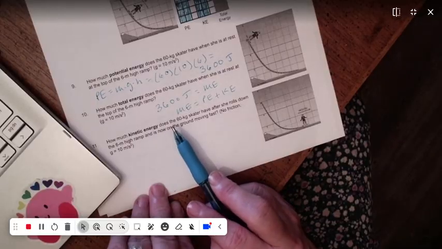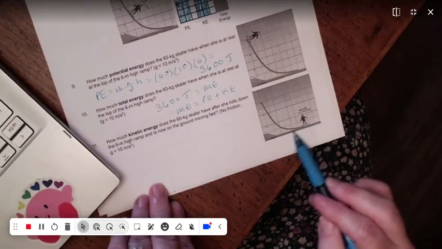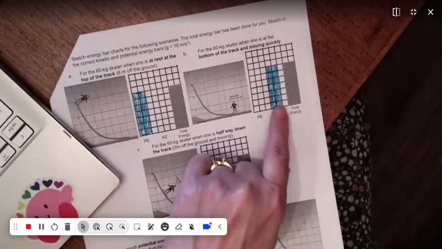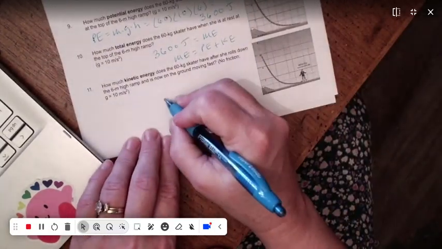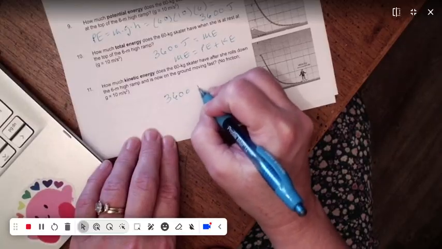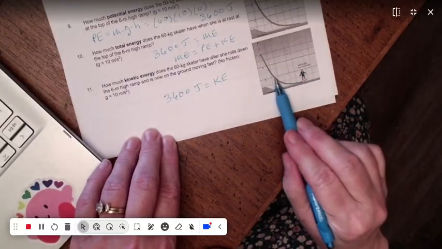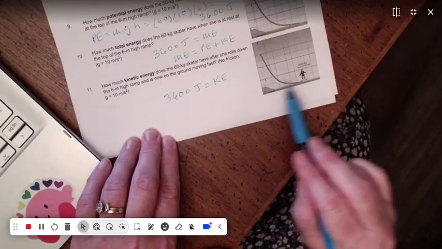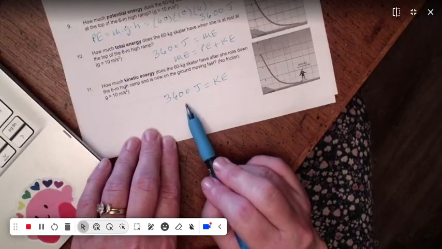How much kinetic energy does she have after she rolls down and is now on the ground moving fast? So again, we can go back and look at our bar chart for that one. All of her energy there is kinetic. So it's all going to be that same 3,600 joules again. Because at this point, kinetic energy plus 0 for potential has got to equal my total. So my total is the same.